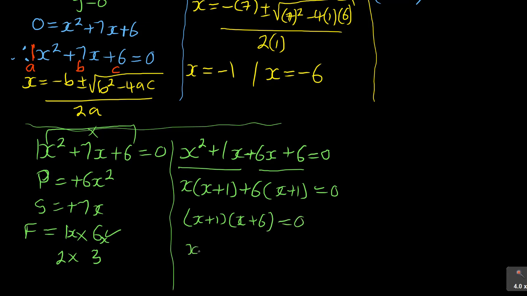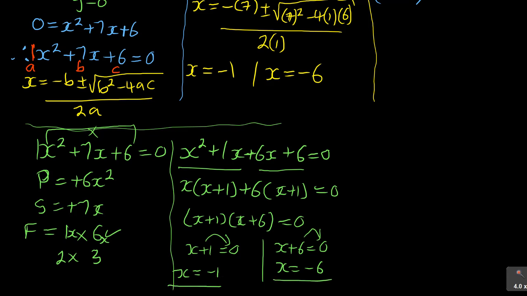Therefore, x plus 1 is equal to 0, or x plus 6 is equal to 0. Then you solve for x, it goes to the other side. You have got x is equal to negative 1. On the other side, you have got x is equal to negative 6. So you can see that you're still getting the same answers as before.